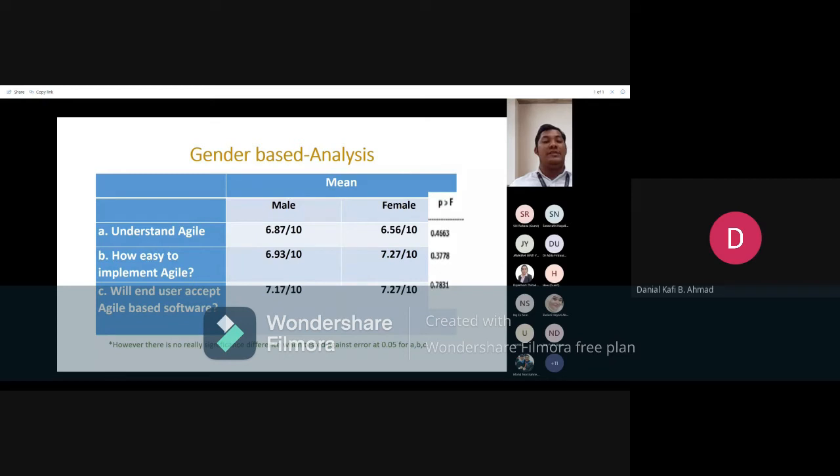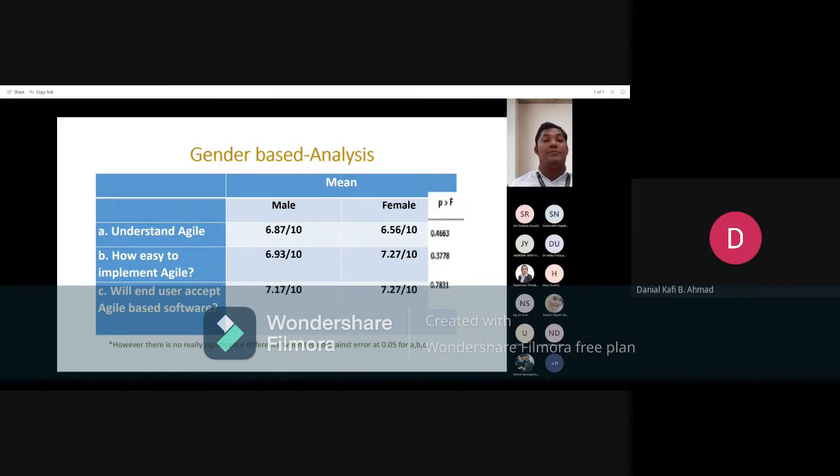So it means that the male and the female have the same level of understanding of agile, the same level of how easy it is to implement agile, and the same thinking that the user will accept agile-based software. Okay, I repeat, even though the figures are different, based on the analysis there is no significant difference against 0.05. So it means that they are at the same bar. So I think it's a coincidence. It's a beautiful result for this.